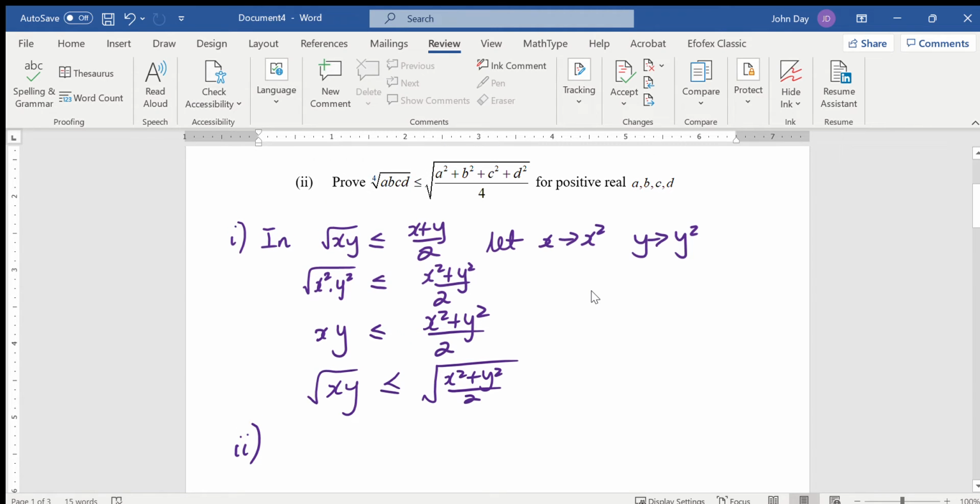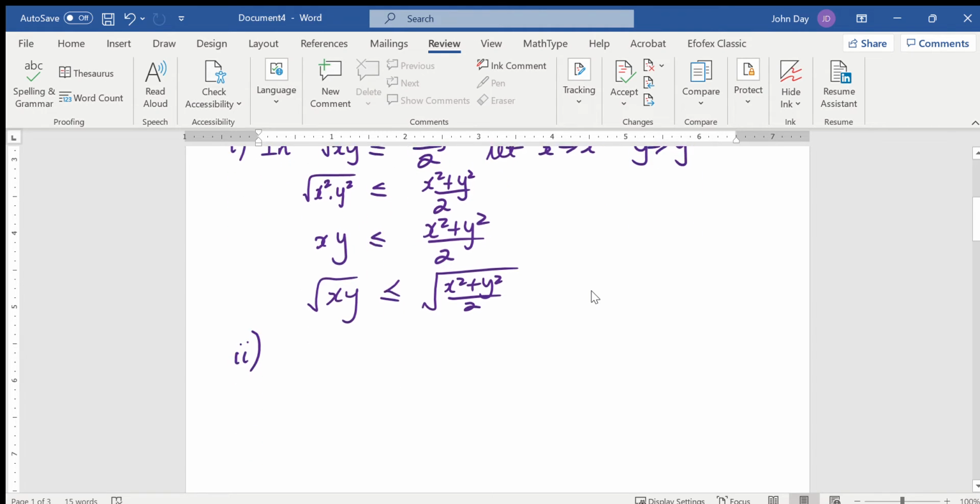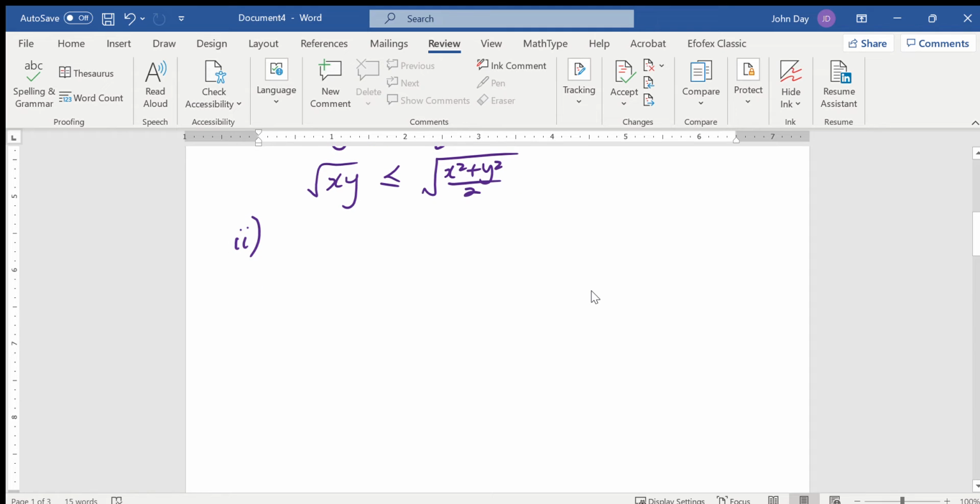The second one is fourth root of a, b, c, d is less than or equal to square root of a squared plus b squared plus c squared plus d squared. So we're double square rooting here, aren't we? Double square rooting in the end. And we're probably going to use both the inequalities we looked at. All right, let's just see what we've got.